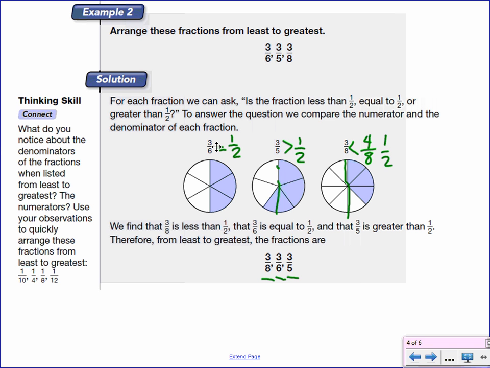So the denominators, when you put them in order from least to greatest, if the numerators are the same, are going to decrease. 8, 6, 5. They get smaller as you go from least to greatest. The numerators in this case are all the same, 3, 3, 3. So use your observations to quickly arrange these fractions from least to greatest.